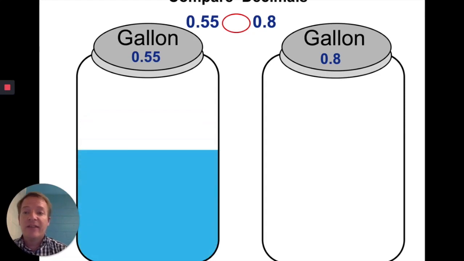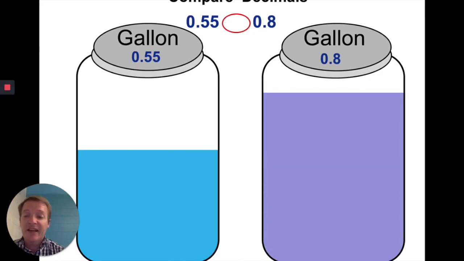Now, this shows 55 hundredths of a gallon, and here's 8 tenths of a gallon. It gives you a visual to be able to tell which one is bigger. And looking at the side, we know that 8 tenths is bigger than 55 hundredths, so it is going to be greater than. So we would say this as 55 hundredths is less than 8 tenths of a gallon. Or you could also say it as 8 tenths of a gallon is greater than 55 hundredths.